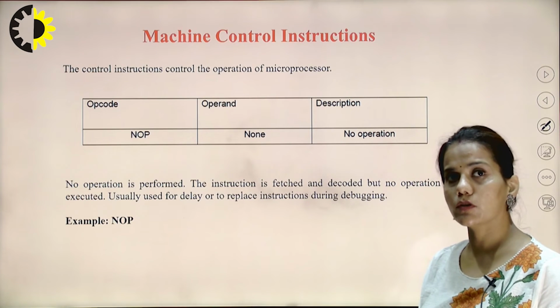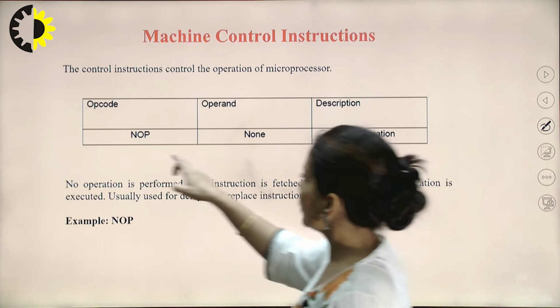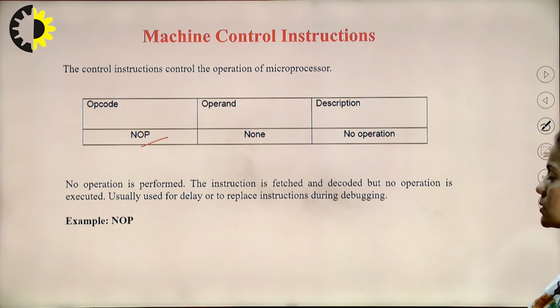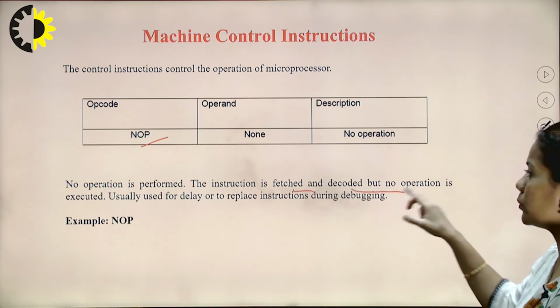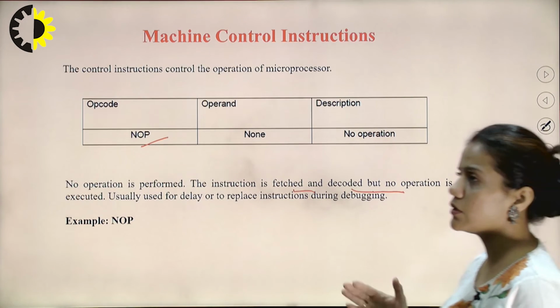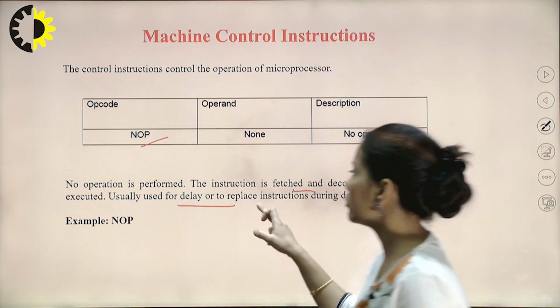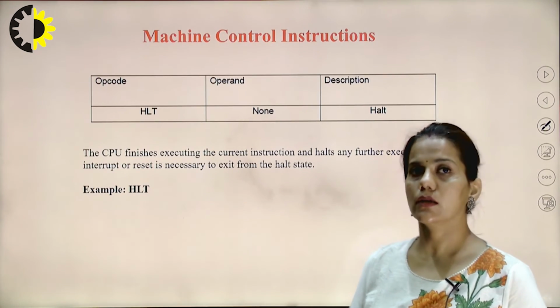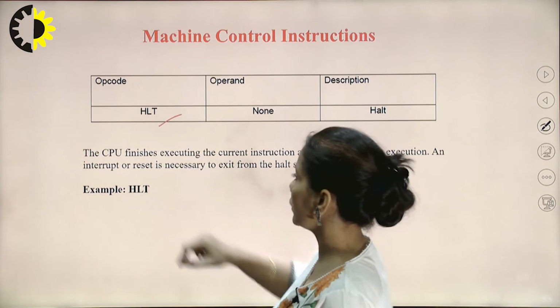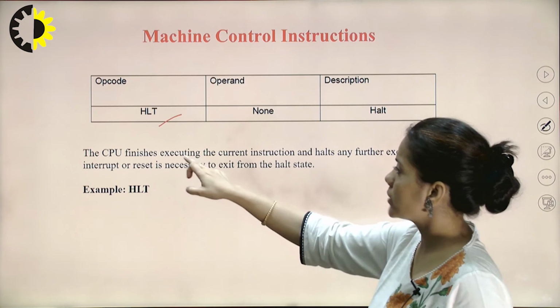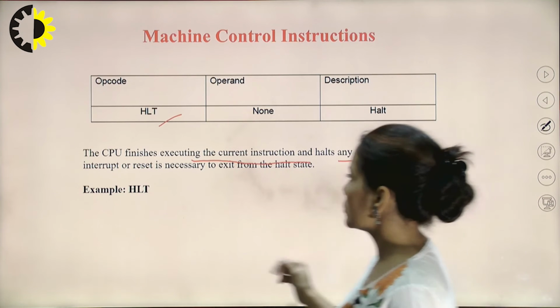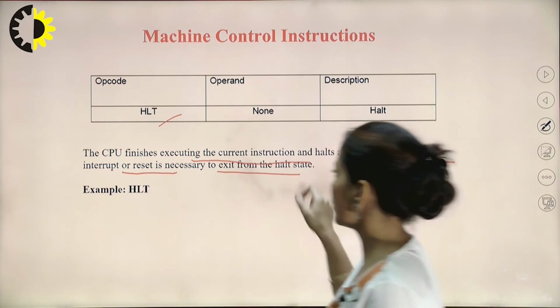Then when we talk about the machine control instructions, NOP, that is a no operation instruction, is a very common one. This instruction is fetched and decoded, but no operation is performed. It is generally used to create some delay or to replace the instructions during debugging. Another machine control instruction is HLT. It will finish executing the current instruction and halt any further execution. So, an interrupt or reset is necessary to exit from the halt state.